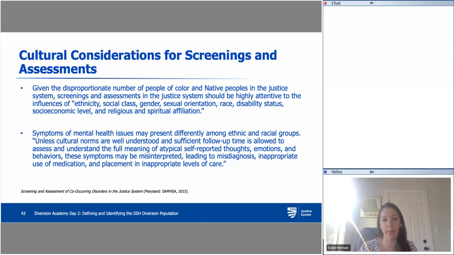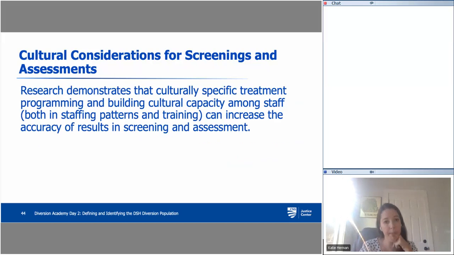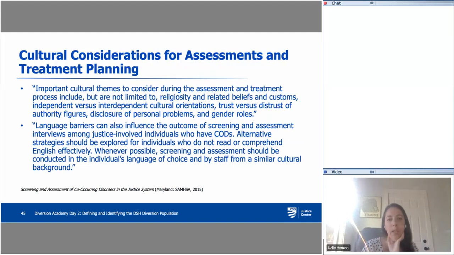So again, really the key importance of using culturally sensitive screening and assessment tools as much as possible, because research demonstrates that culturally specific treatment programming and building cultural capacity among staff can increase the accuracy of results in screening and assessment. Here are some of the important cultural themes to consider during the assessment and treatment process: religiosity, related beliefs and customs, cultural orientation, trust versus distrust of authority figures, gender roles.